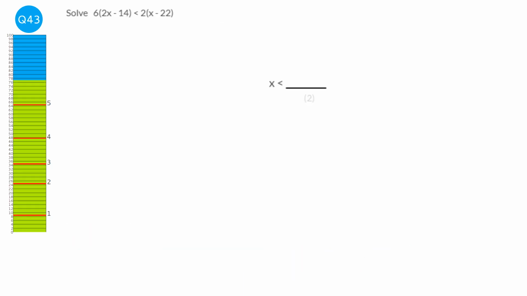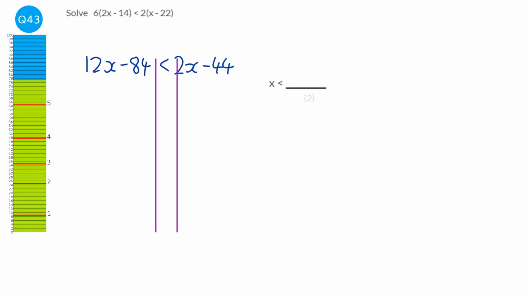I'm going to start by expanding these brackets. You could have divided both sides by 2 and then expanded the brackets on the left, but I'm just going to expand them all because it might be easier. So we've got 2x minus 44. We want to get our x terms together because we're solving, and the rule is that we get rid of the smaller amount of x. So we've got 2x here and 12x on the other side, so we're going to subtract the 2x from both sides.